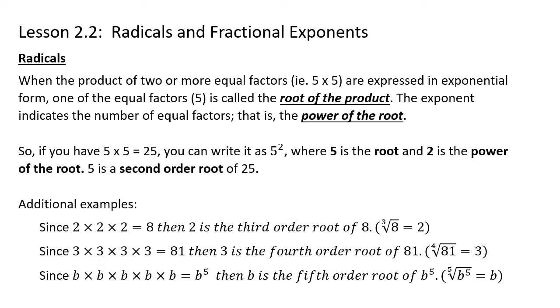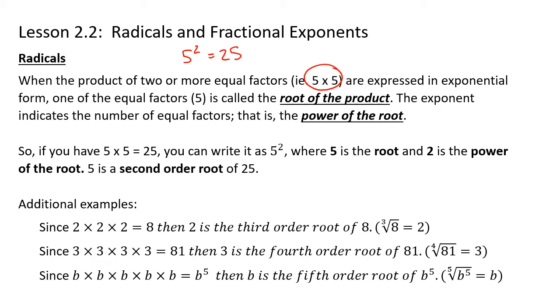when you have two or more equal factors, in this case, let's say you have 5 times 5, you can express that as 5 to the exponent 2. And if you multiply that out, you get 25.